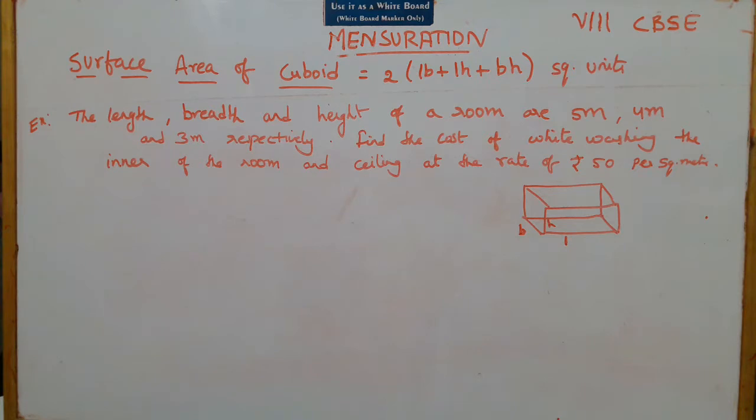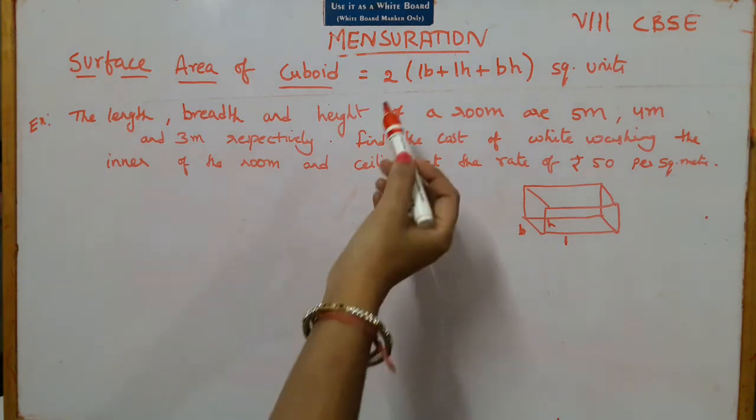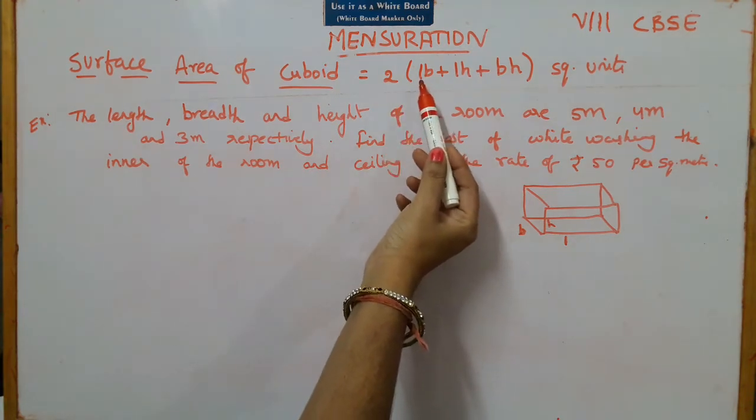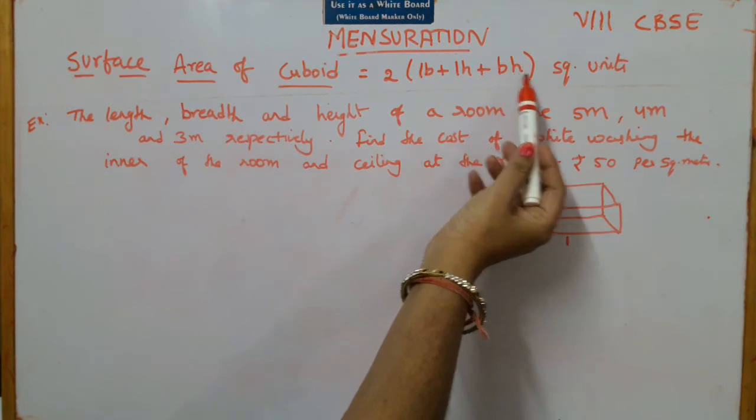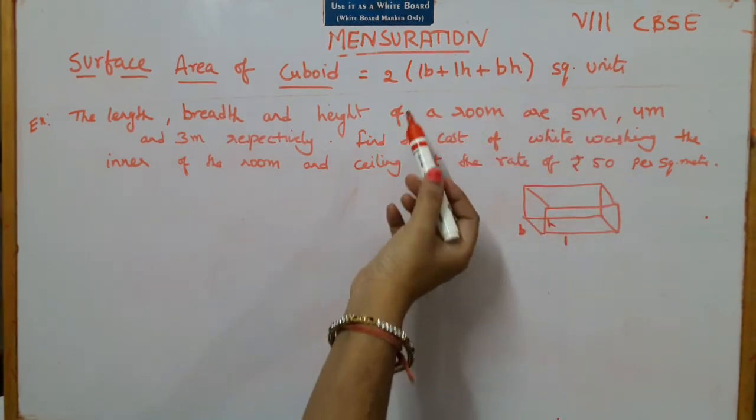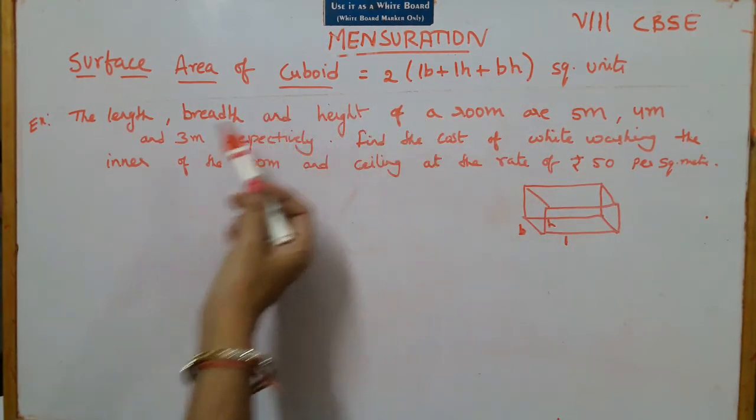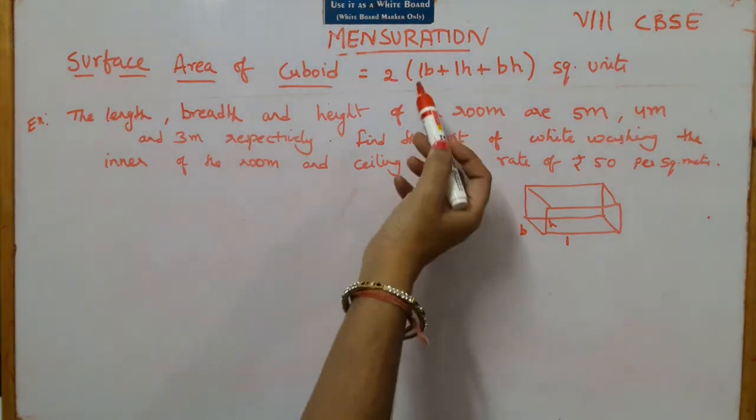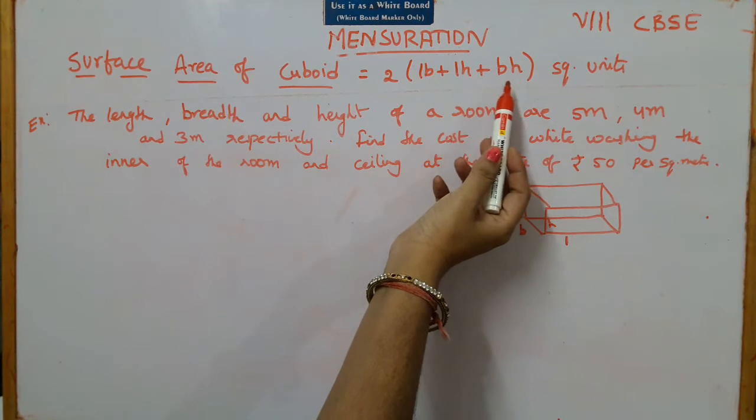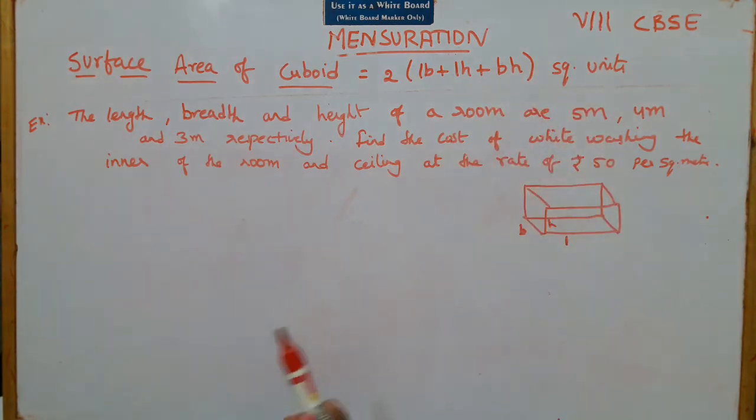Today we are going to see some more problems in mensuration, class 8 CBSE. Surface area of a cuboid is 2 into LB, length into breadth, plus length into height plus breadth into height, square units. So this is the formula given to find out the surface area of a cuboid: 2 into L into B plus L into H plus B into H square units.